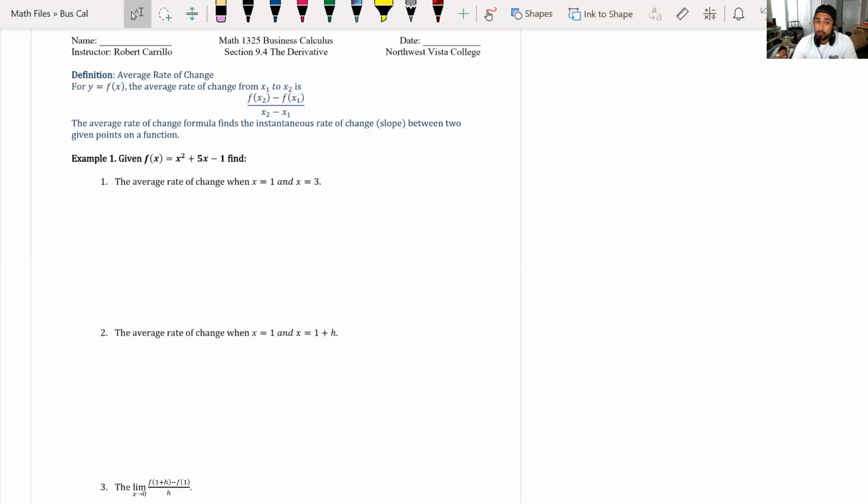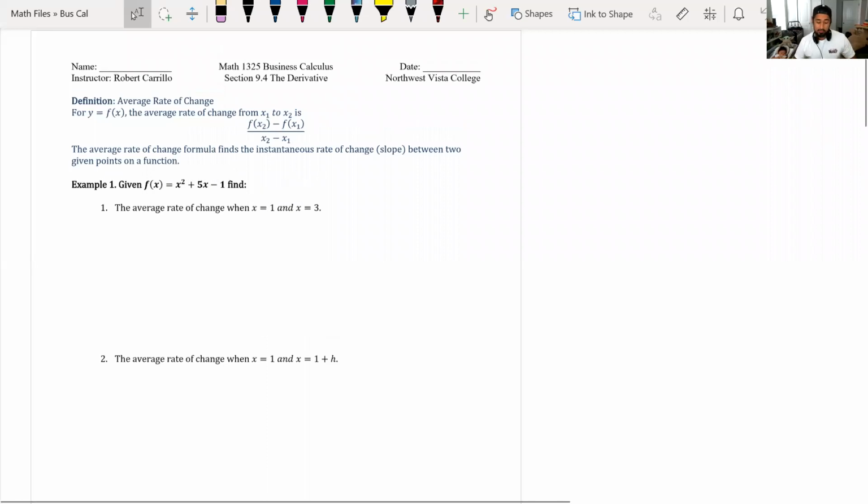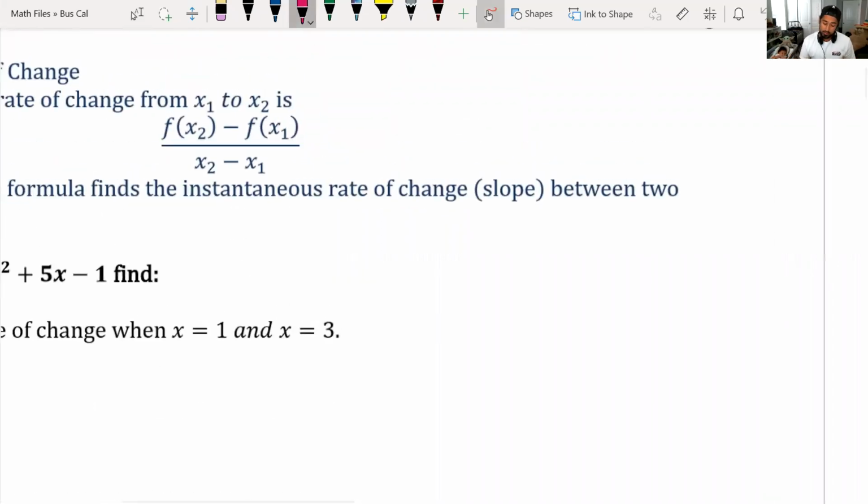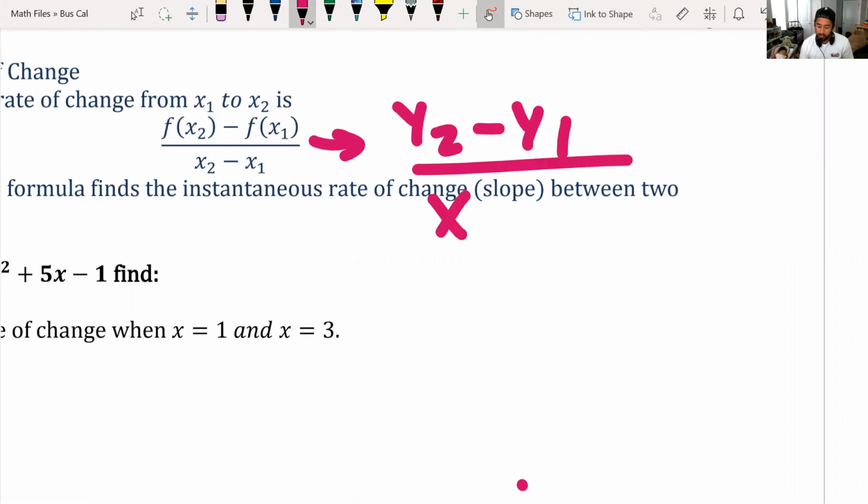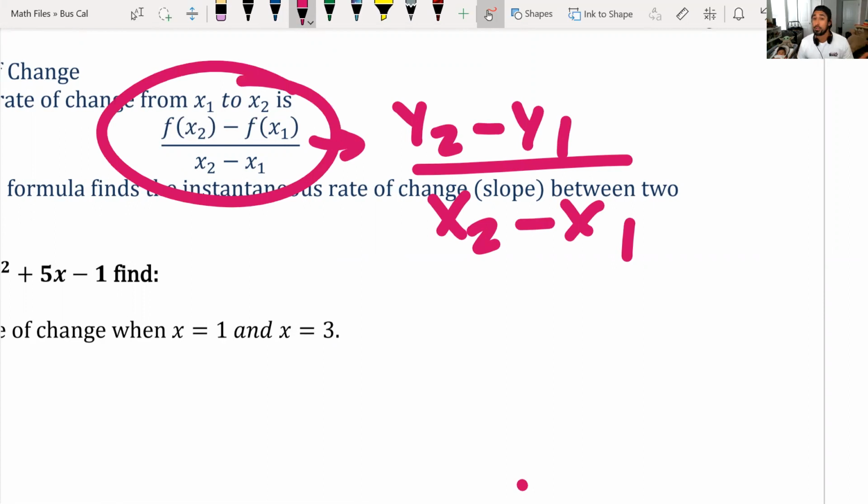Okay, so the average rate of change from x1 to x2 is given as f of x2 minus f of x1 over x2 minus x1. Now, when I say this is just the slope formula, this is the same thing as y2 minus y1 over x2 minus x1. Same exact thing. The only difference is that this formula is in function notation, but they are the exact same thing.